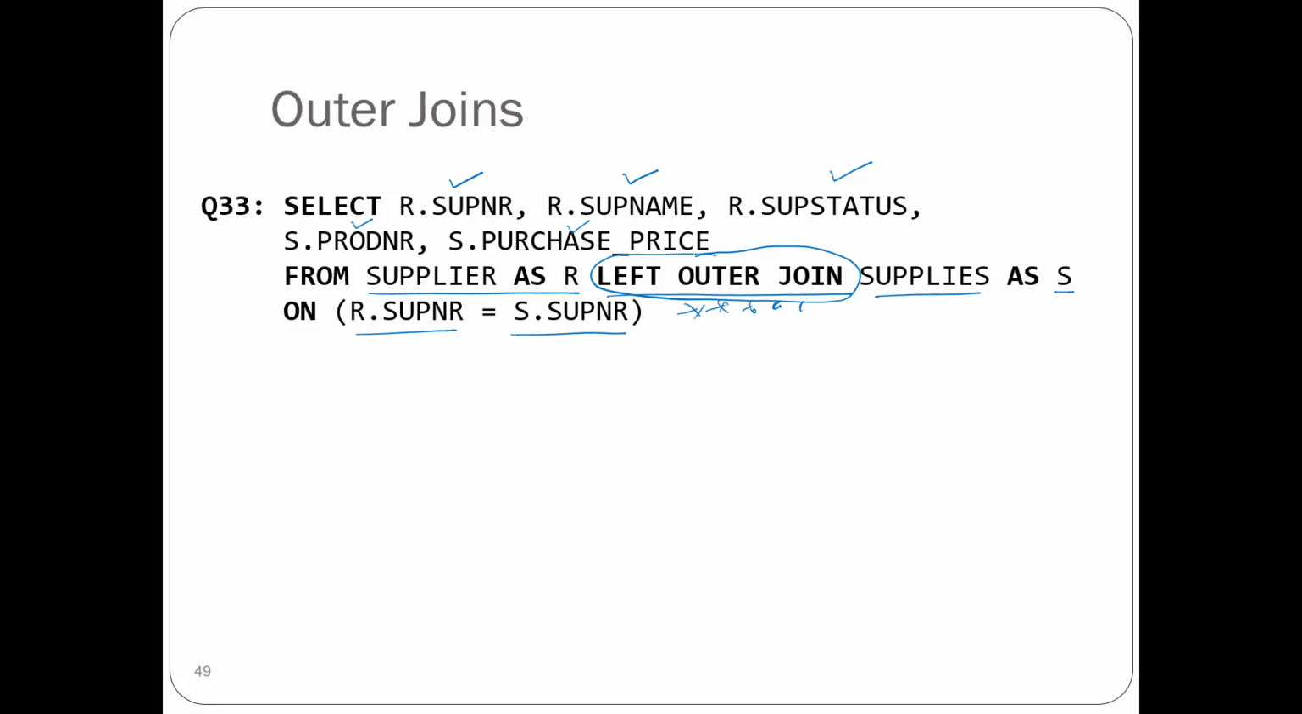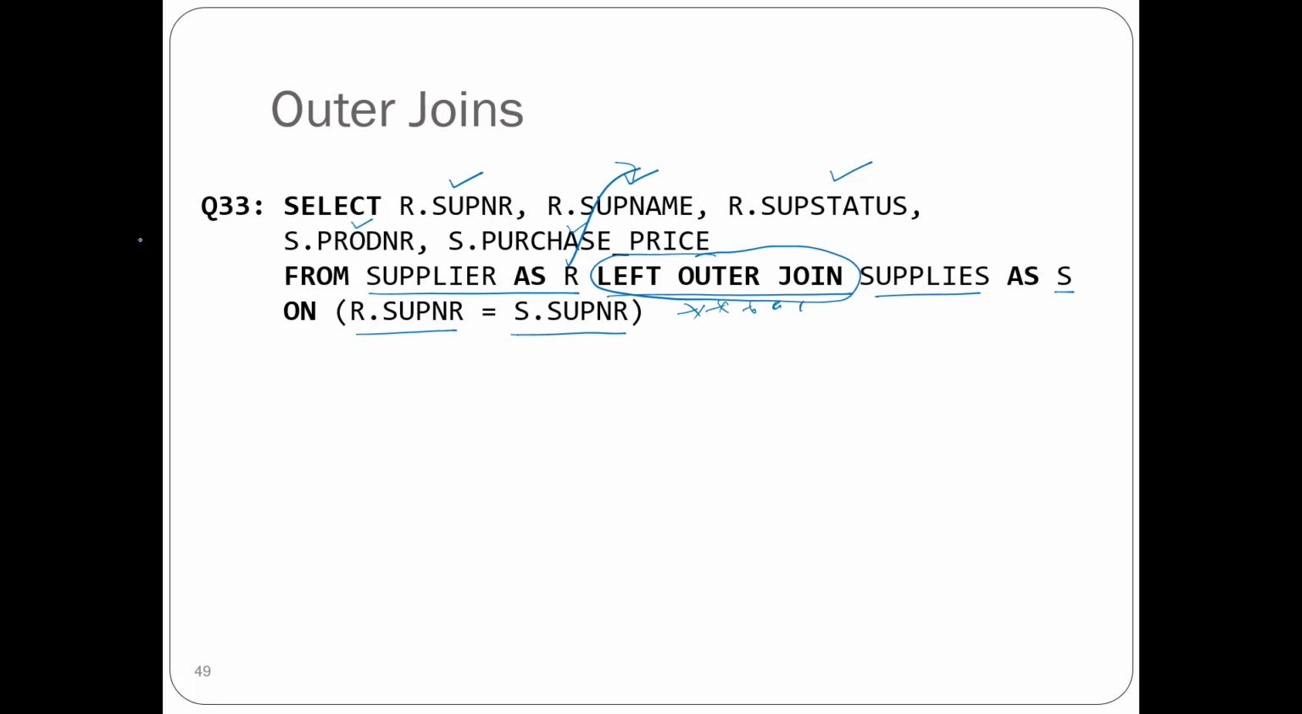But here, since we're doing the left outer join, we want all the tuples from our left table. Our left table is R, right? So we want all the suppliers' information with the supplies. Now for some supplier, we may not have any supplies. So in that case, we'll keep the columns from the supplies.